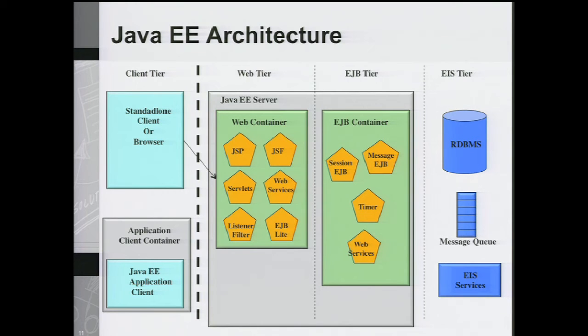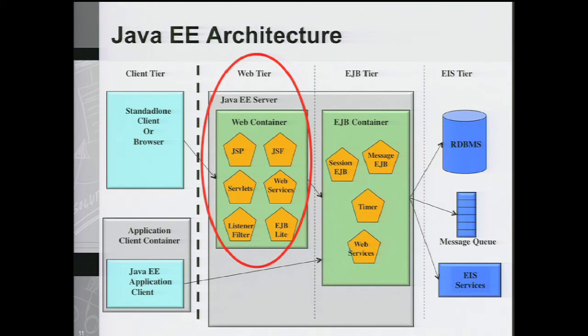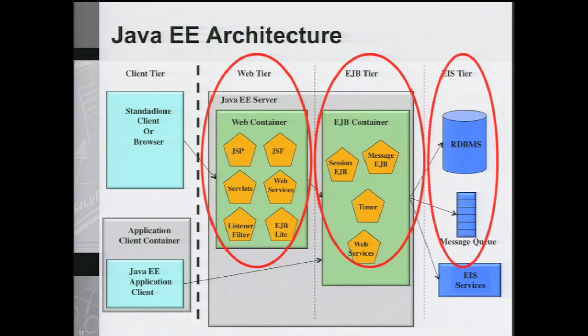So you have standalone clients like browsers talk to your web container. The web container would end up talking to your business logic container, or it may end up talking to the EIS tier directly. And then the EJB container, the business logic container, will end up talking to your EIS services. Or your clients will end up talking to your EJB container directly, which of course end up talking to the EIS services. So what we are going to talk about in this presentation is how to secure the web tier, how to secure the EJB tier, the business logic tier, and how to secure your enterprise services tier, all based on the Java EE standards.